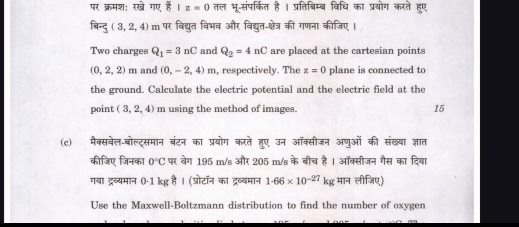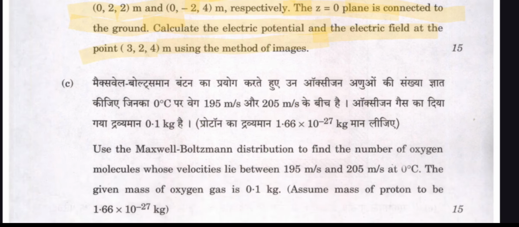In question number B, two charges q1 is equal to 3 nC and q2 is equal to 4 nC are placed at the Cartesian points (0, 2, 4) meter and (0, -2, 4) meter respectively. The z is equal to 0 plane is connected to the ground. Calculate the electric potential and electric field at point (3, 2, 4) meter using the method of images.